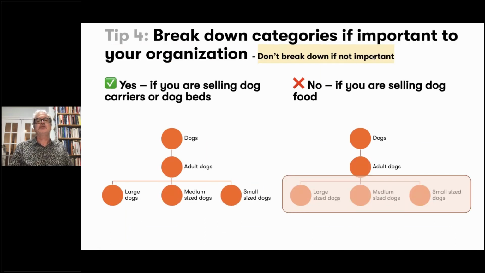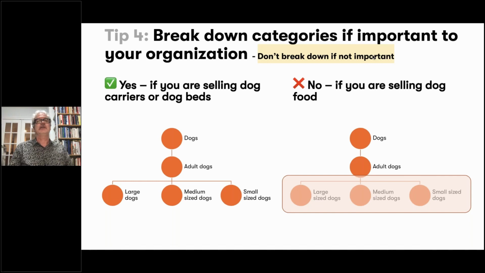My final tip as far as developing a taxonomy concerns how deep do you go? How much detail should you go into? And it's a common question people have. And my guidance here is to break down categories if they're important. And conversely, don't break them down if they're not important. So let's look at an example here to see what that would mean in practice.